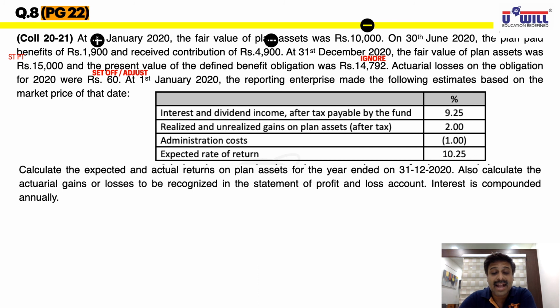Calculate the expected and actual return on plan assets for the year ended on 31/12/20. Also calculate the actuarial gains or losses to be recognized in the statement of P&L account. Interest is compounded annually. Now, you all already know how to find the actual return on plan assets. We practiced in 4 examples just now. So all of you, from the first paragraph, find actual return on plan assets on your own. Pause the video and start solving it.